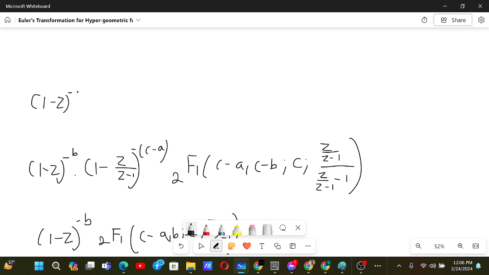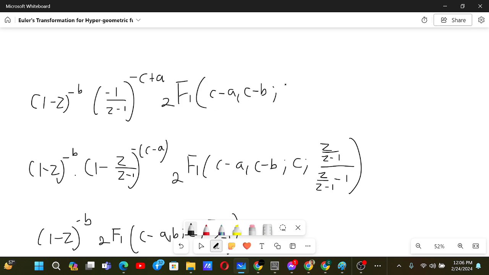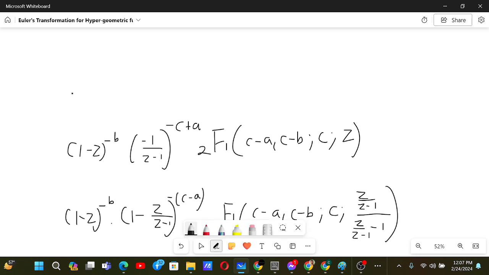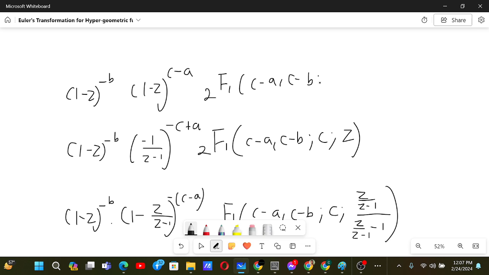1 minus z to the power minus b. Now this is just minus 1 by z minus 1, and then minus c plus a. So 2f1, this is c minus a, c minus b, c. Now this is just z by z minus 1 by 1 by z minus 1. So that's just z. Yeah. And now this is 1 minus z to the power minus b. Now this is also 1 by 1 minus z, so we can write this as 1 minus z to the power c minus a. Yeah. And then 2f1, c minus a, c minus b, c, z.